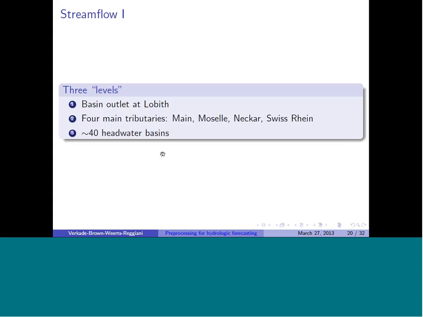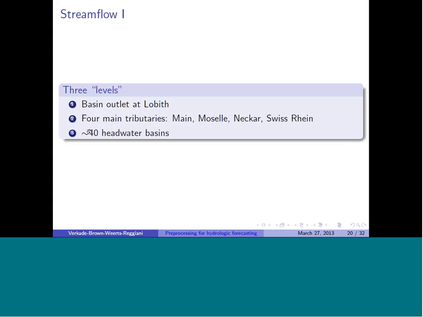Now I'm going to show you a couple of similar plots to those you've seen a second ago, but for streamflow we've divided up the results into 3 different spatial scales, 3 levels if you like. I'm going to show you results for the full basin, for the 4 main tributaries, which are still reasonably sized basins, and for the, I think it's 43 headwater basins.